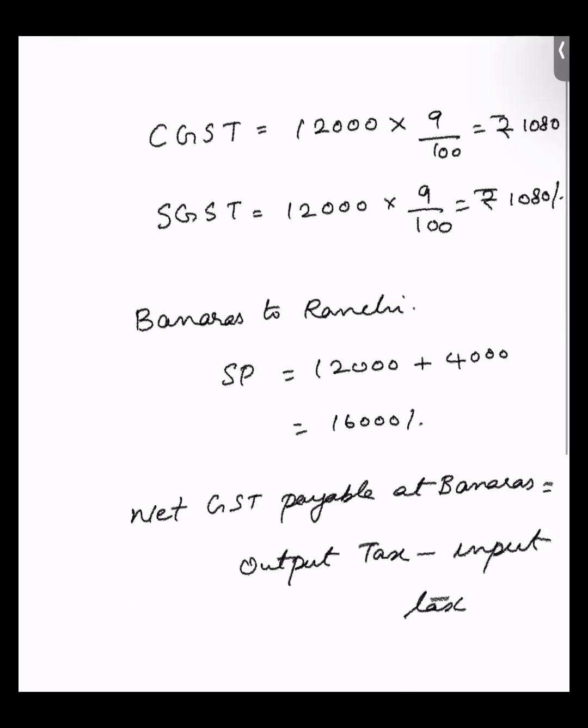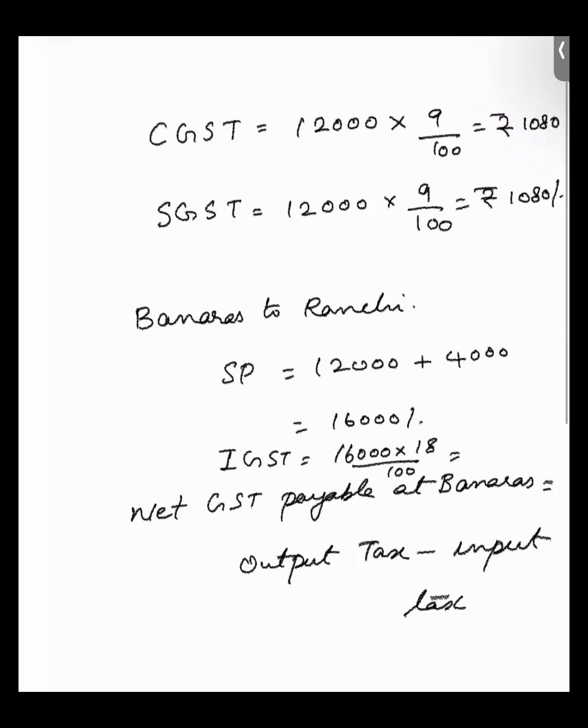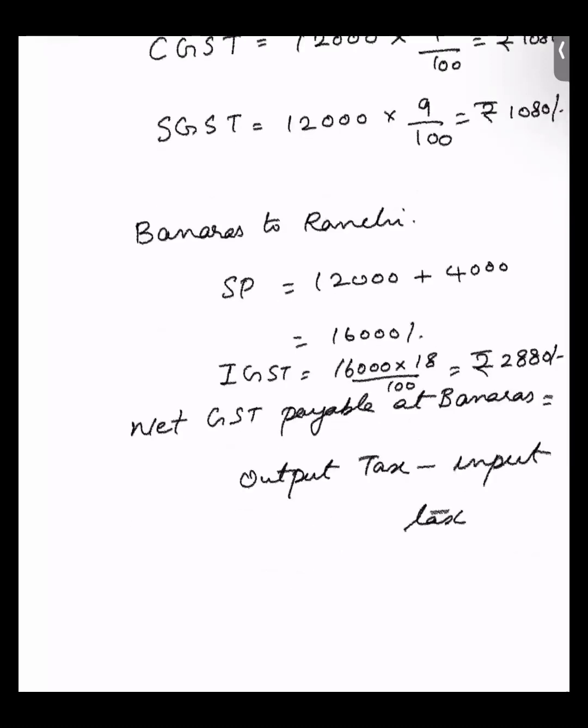What is output tax? I have not yet calculated. That is IGST equal to 16,000 into 18 by 100, which gives you 2,880. So net GST payable at Benares will be output tax minus input tax.